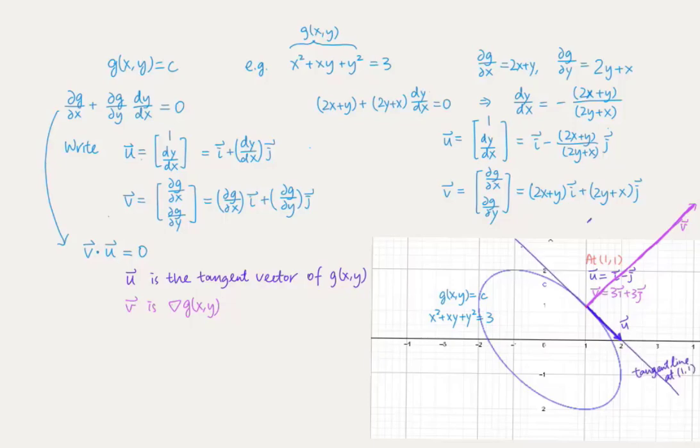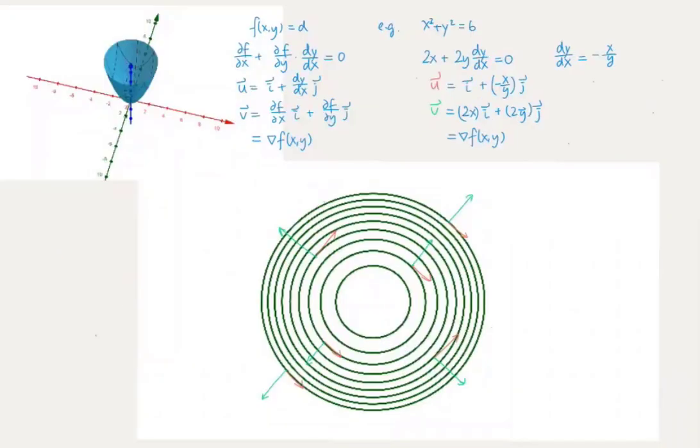The tangent vector is parallel to the tangent of the curve at that point, and the gradient of g is always orthogonal to the tangent. The following diagram shows the gradient of g and the tangent vector at different locations. The same situation happens on each of the level curves for f of x y equals d.